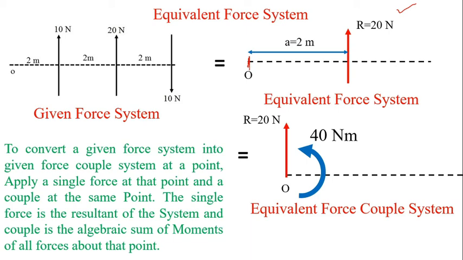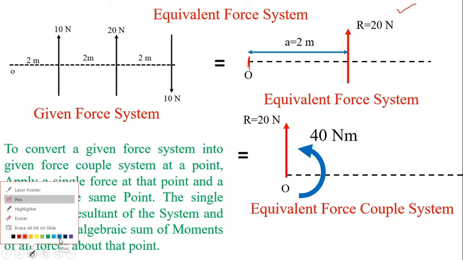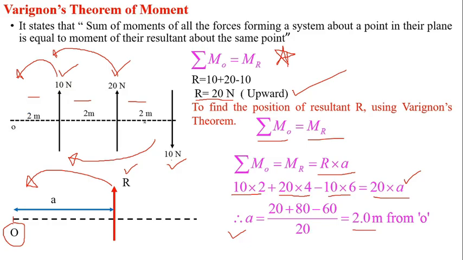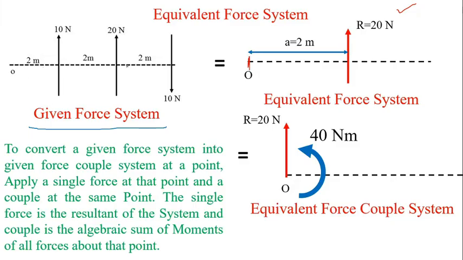Okay. Now let us discuss equivalent force system. What is meant by equivalent force system? A system which produces the same effect is called an equivalent force system. Now this is the given system. The given system was having three forces. On the last slide you can see three forces were given. So here these are the three forces, 10, 20, minus 10. These are the forces acting for forming a system.